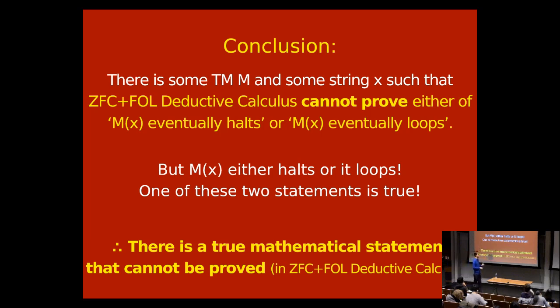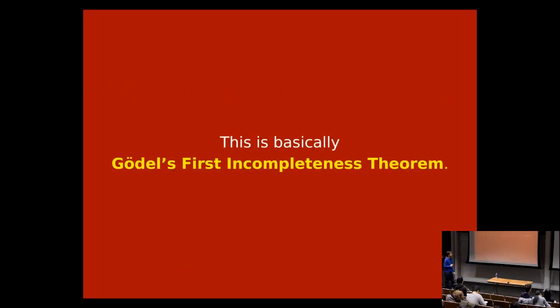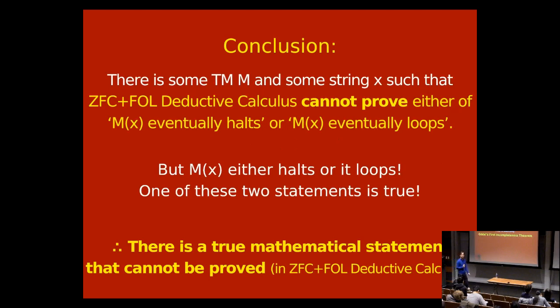There is a true mathematical statement that cannot be proved. Well, it cannot be proved in this formal system, the axioms of ZFC plus the deductive calculus. At first, if you knew nothing, you might not be so surprised, because you just invented these axioms and maybe they don't do a good job of proving things. But there were many years of experience showing that seemingly anything that you wanted to prove, you could prove using these axioms. But it turns out there's at least one true statement which you cannot prove. So that's basically Gödel's first incompleteness theorem.